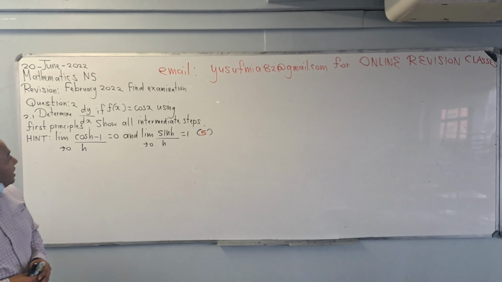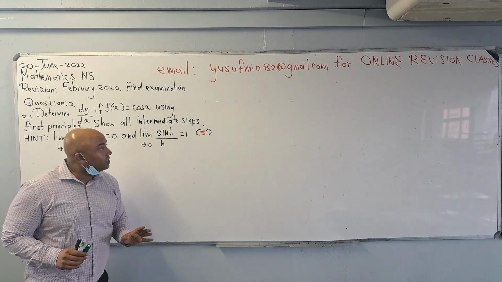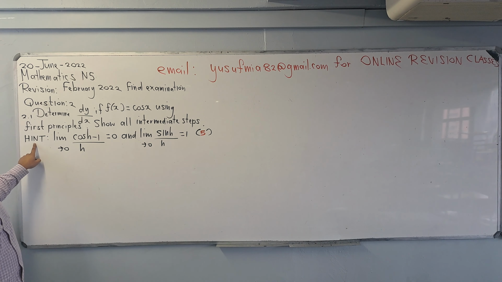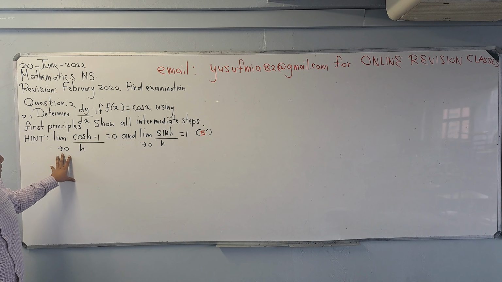Using first principles, we know the answer, the derivative of cos is minus sine. That's using our table of derivatives, but now we need to use first principles, show all intermediate steps, and you're given 2 hints here. Okay, so now your hints.